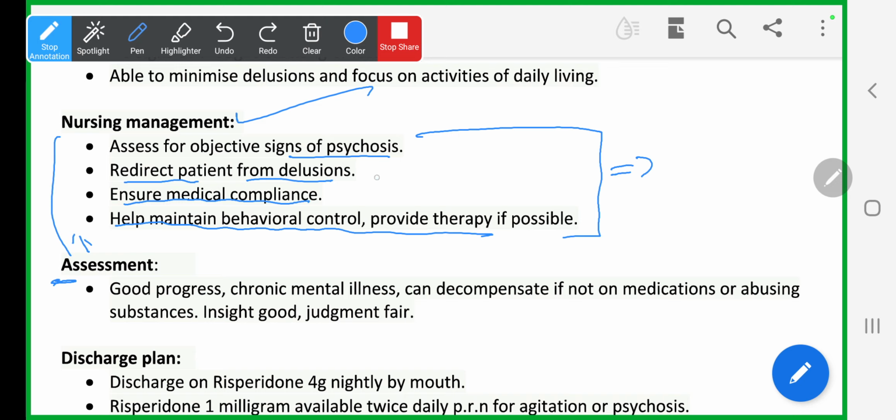So we can write it down in terms of her nursing management. She has been managed for, let's say, sign of psychosis. Yes, she has been assessed for objective sign of psychosis, and the nursing management program also included that the patient should be redirected from delusional thoughts, and it is also important to ensure her medication compliance. And she has been encouraged to participate in the behavior control therapy as per need basis. So at the time of discharge, the patient has good progress. We can write down all this.